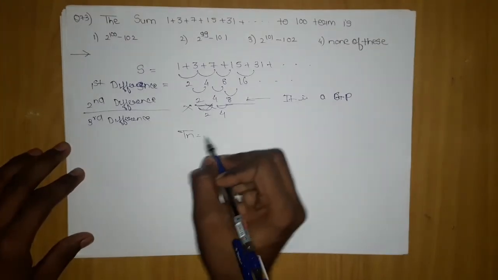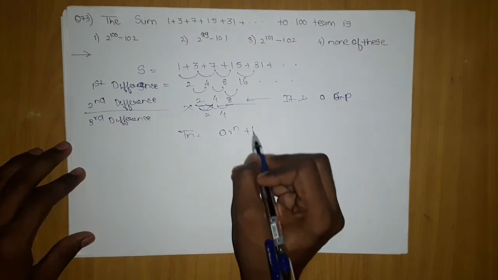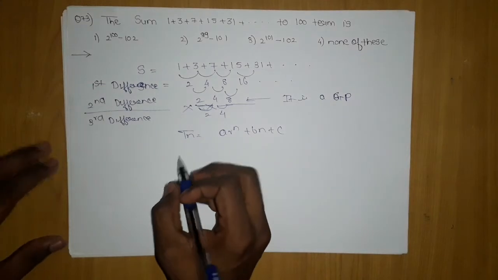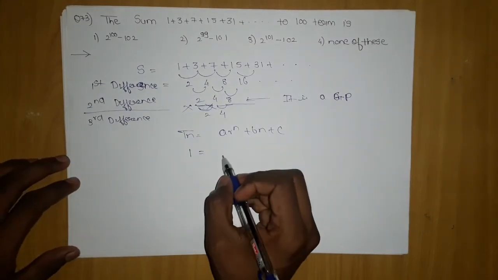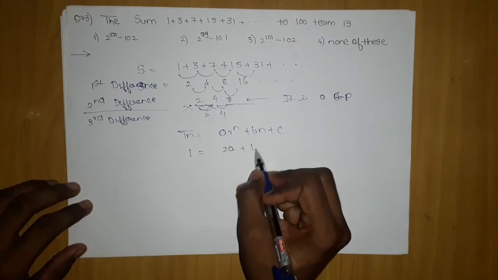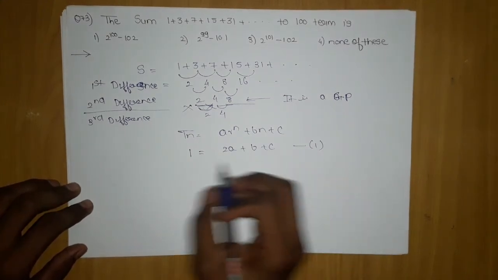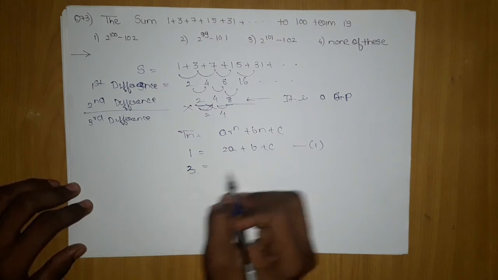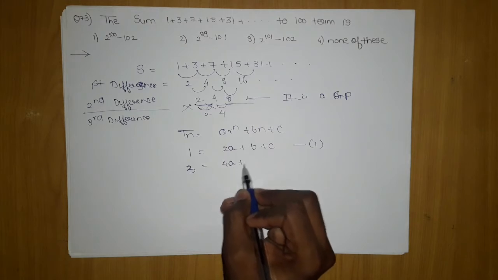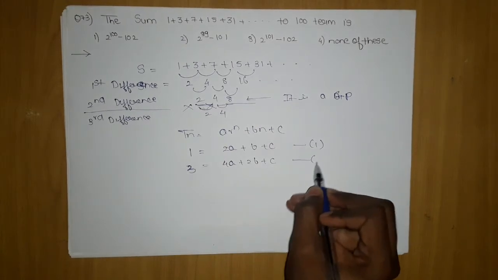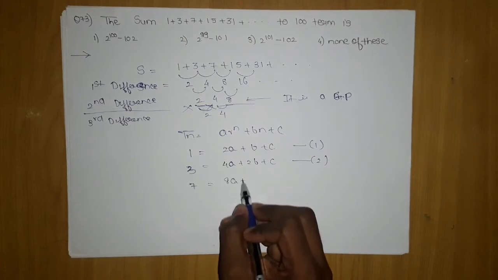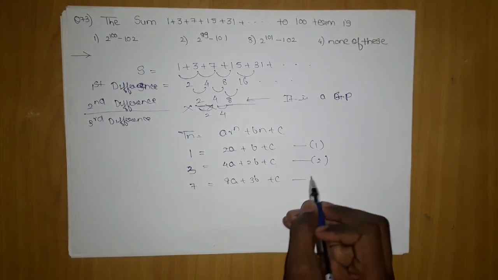Then I have told you the direct formula, a r power n plus bn plus c. Use this formula. Now I have t1 term as 1, my r is 2, so it will be 2a plus b plus c for first term, n equals 1. This is my first equation. My second term is 3. For that, r power 2, which is 2 power 2, which is 4a plus 2b plus c should be equal to 3, the second equation. Third term is 7. For that, 8a plus 3b plus c should be equal to the third term.